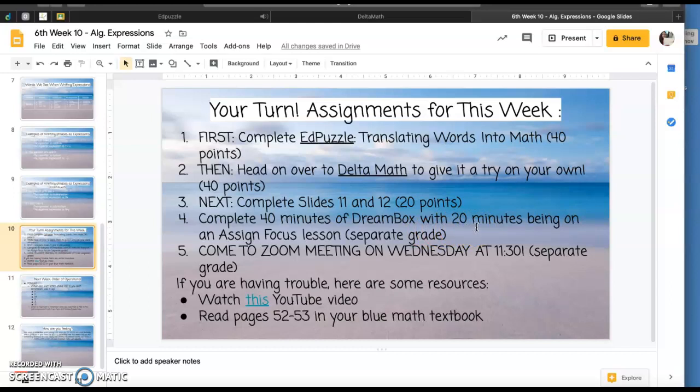And make sure that you come to the Zoom meeting on Wednesday at 11:30. That's also a separate grade, just like every other week. Remind your friends, hold them accountable. Send them a message maybe Wednesday morning or Tuesday night even and tell them, hey, set an alarm. Make sure you're up for our Zoom meeting. It'd be nice to help your friends out.